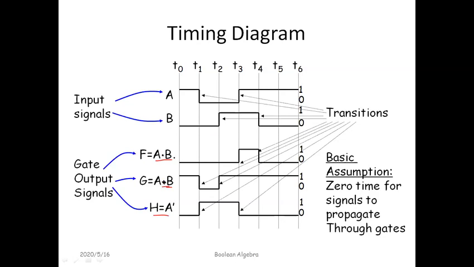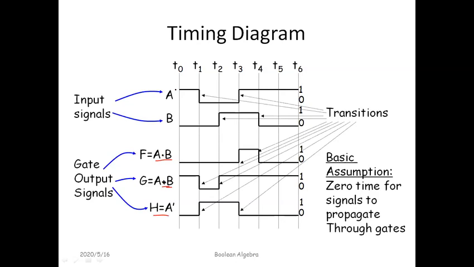So for the AND, we know the output will be high only when both inputs are high. That's the condition. So whenever the inputs are different, the output will be low. Whenever the inputs are 0, the output will be low. So we only have a high output when both inputs are high. That is for the first gate, the AND gate.